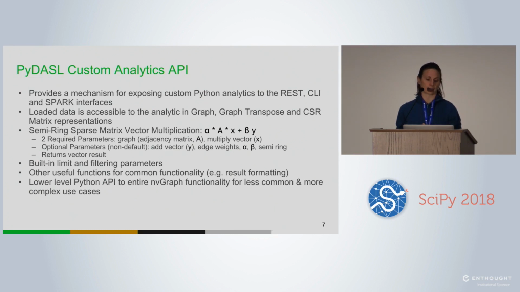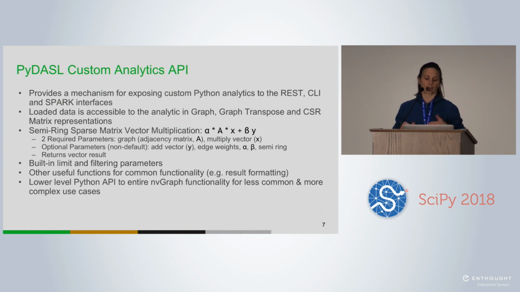Okay, so the main functionality given in the analytic is this semi-ring sparse matrix vector multiplication. The reason that this is pretty powerful is that there's a lot of algorithms that use linear algebra solutions for these graph analytics. And so then you can use this matrix vector multiplication to implement those algorithms.